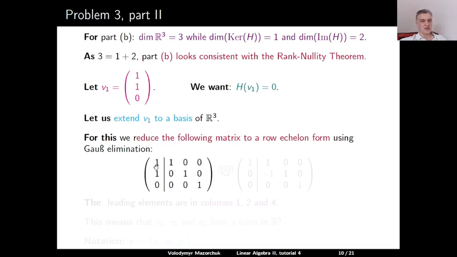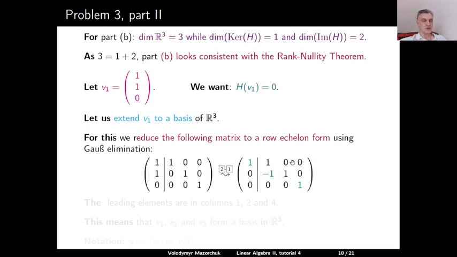So this is a short reduction. We have 1 in position (1, 1), and we kill the 1 in the second row, first column. So we subtract row 1 from row 2. Rows 1 and 3 remain the same, and row 2 becomes 1 minus 1 is 0, 0 minus 1 is minus 1, 1 minus 0 is 1, 0 minus 0 is 0.